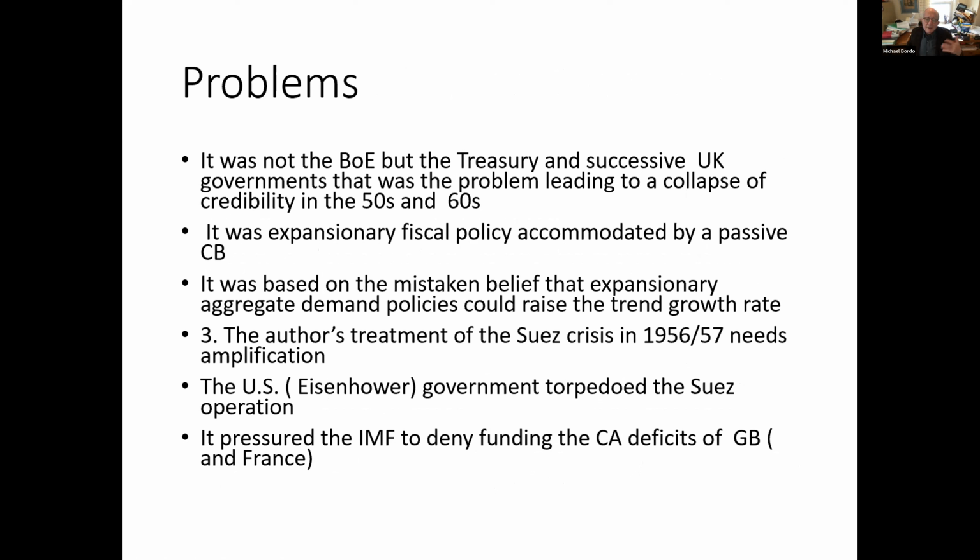And another point here is that the treatment of the Suez crisis needs to be fixed up a little bit. What happened was it was the US government, the Eisenhower administration, that torpedoed the Suez operation. They were opposed to this because they were opposed to the British Empire and the French Empire. They wanted to break them up. So it pressured the IMF to deny funding for the current account deficits of Britain and France. And that's what happened. Okay, next slide.